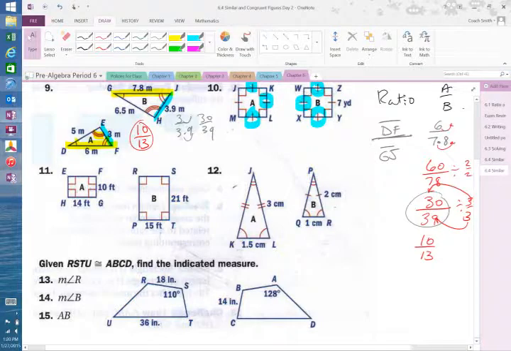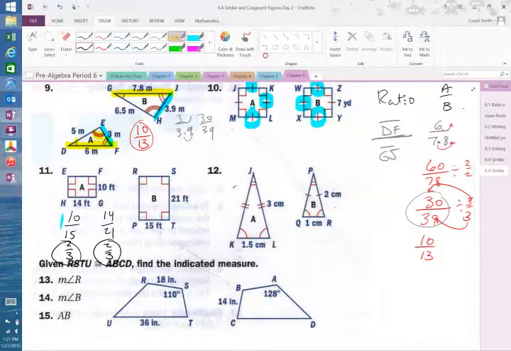All right. This one here, once again, you either take 10 over 15 and reduce it, or you take 14 over 21 and reduce it. Either way, when you reduce it, you'll come up with 2/3 on each one of them. So 2/3 would be your answer to your ratio of the lengths.